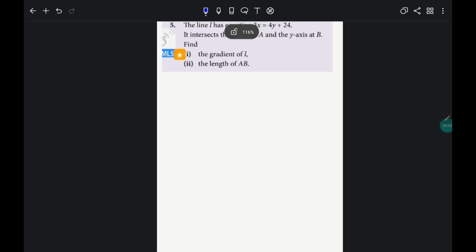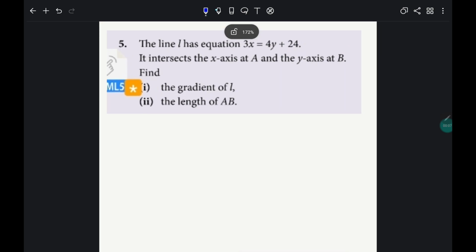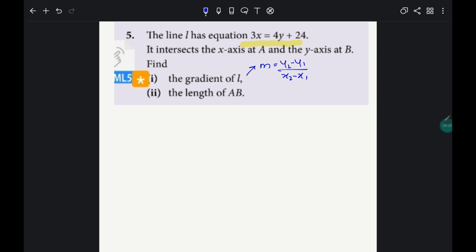Okay, for question number 5, the hint that I will give to you: first and foremost, the question states this equation. For you to find the gradient of the line for part 1, there are two ways to do it. Either you use the gradient m equals y2 minus y1 over x2 minus x1, and for this you need coordinates. However, in this question they don't give you any points.